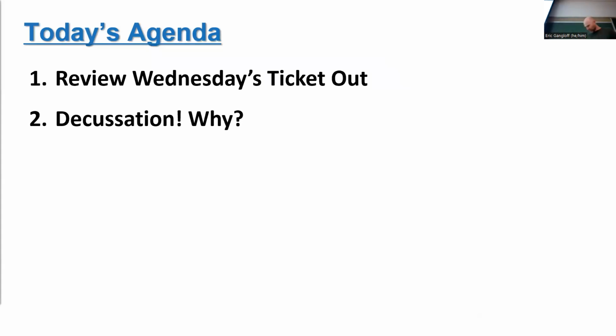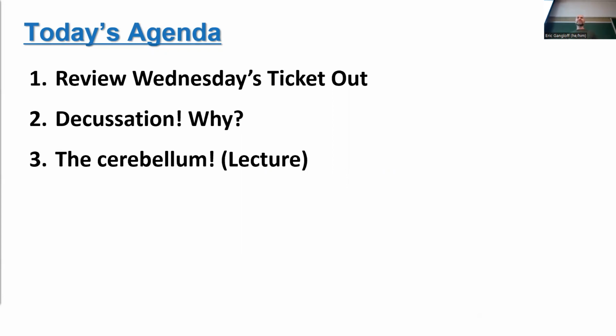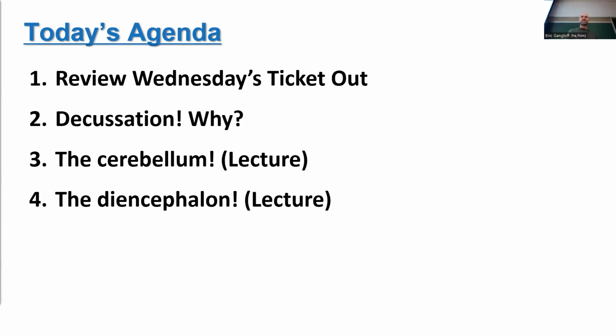And on Wednesday, someone asked a great question about why, in an evolutionary sense, we have this decussation, this crossing over of your nerves. And I did a little bit of research on this. So it led me down another interesting rabbit hole, and I want to share that with you as well. Then we'll talk about the cerebellum. We'll talk about the diencephalon.